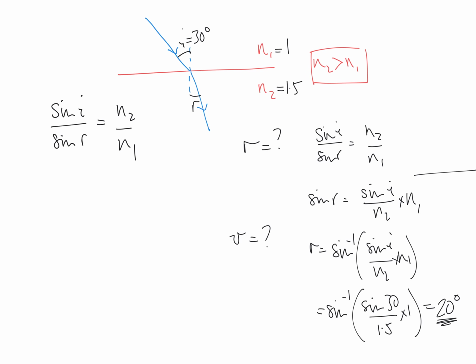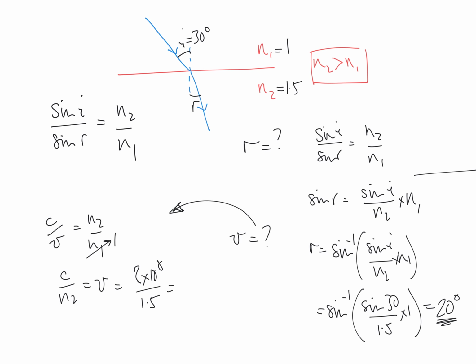Okay, and what about the velocity? Well, let's just work that out over here. The velocity is going to be c over v is n2 over n1. So therefore c over n2 gives us v, because I know this is 1. That gives me 3 times 10 to the 8 over 1.5, because this you obviously know is the speed of light, 3 times 10 to the 8. If you don't, remember it. And that gives me 2 times 10 to the 8 meters per second.